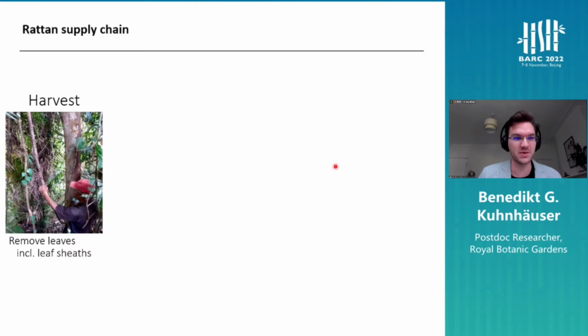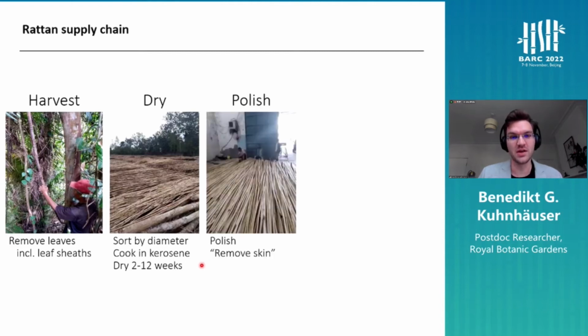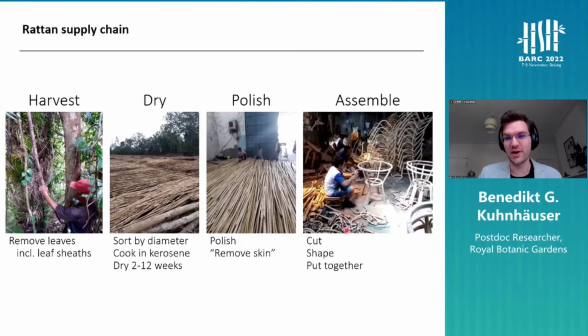As I said, the very first step is you go to the forest, you remove the leaves and flowers and fruits, so all the characters that a taxonomist could use for identification. And then you end up with the raw canes, dried in the sun, sorted by diameter, cooked in kerosene. The next step would be to polish them, so remove the outer epidermis or skin of the rattan cane, and finally assemble them into furniture.